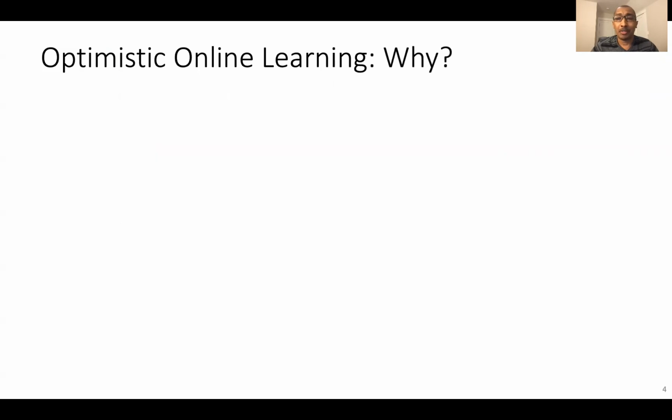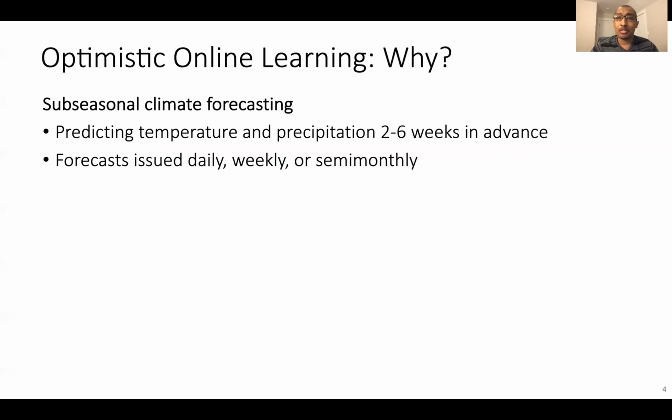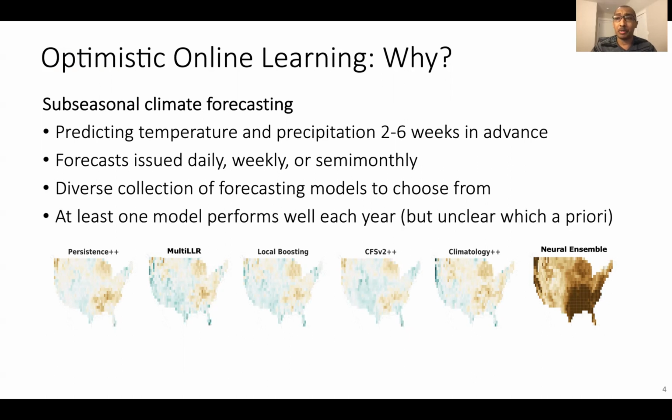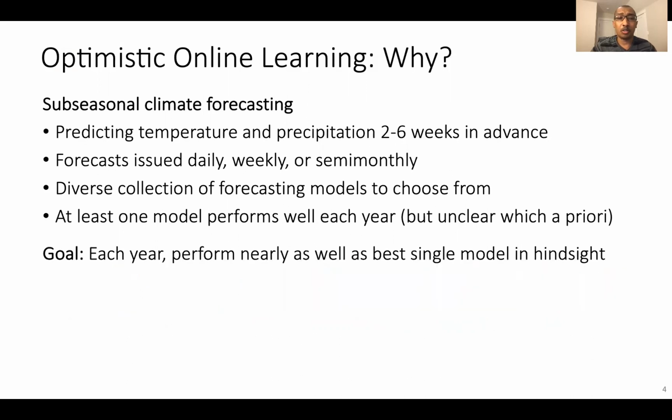Okay, so why do we care about this? Well, lately my collaborators and I have been developing forecasting approaches for subseasonal climate forecasting. That's predicting temperature and precipitation 2 to 6 weeks in advance. And these forecasts can be issued daily, weekly, or semi-monthly. And over time, we've been developing a diverse collection of forecasting models. We find that in any given year, any given period of interest, say a year's time, at least one model performs well, but it's typically unclear which is going to perform the best a priori. So our goal each year is to produce a series of real-time forecasts that perform nearly as well as the best single model in hindsight.